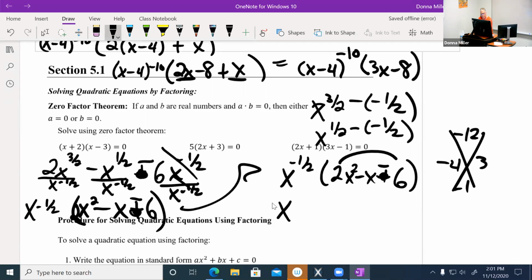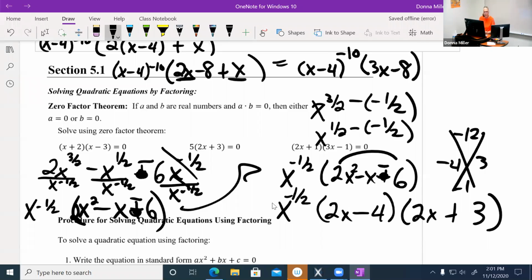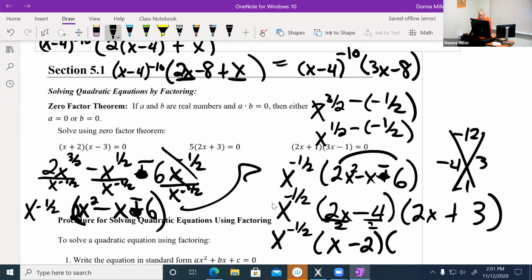So we can factor this just like normal. We're going to copy the lead term. So you're going to copy the 2 to the front. Write down your factors. And then you're going to kill the common factors, all right? The x to the negative 1/2 just comes along for the ride. I can take a 2 out of here, so that becomes x minus 2. And the other guy becomes 2x plus 3, okay? He stays the same. Is that all right?